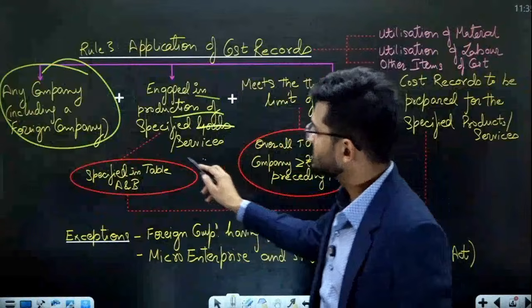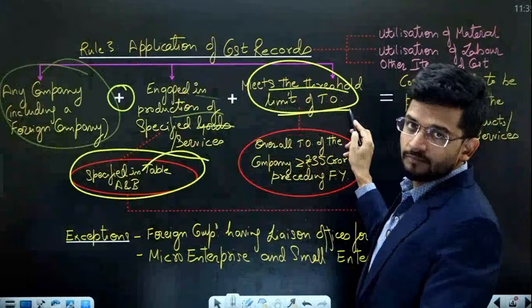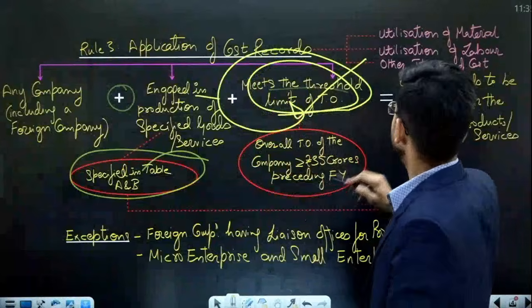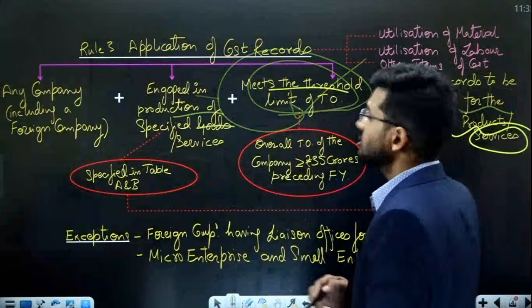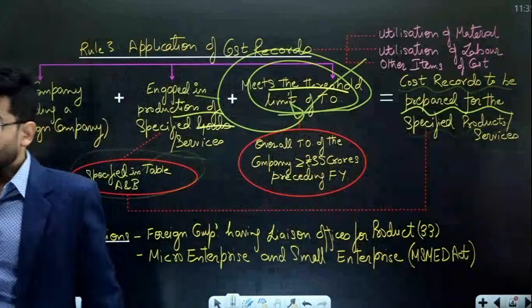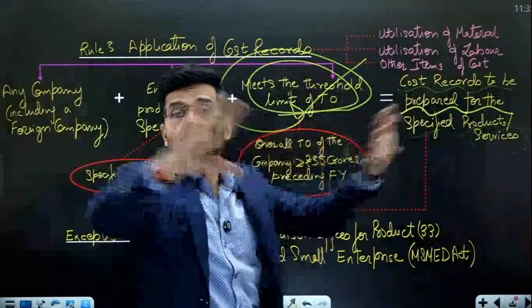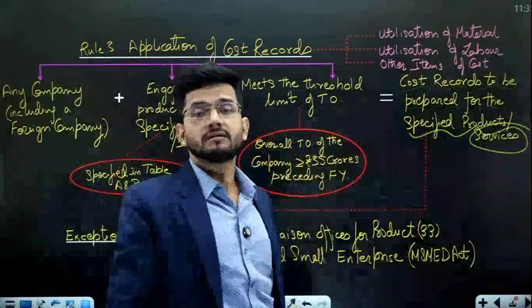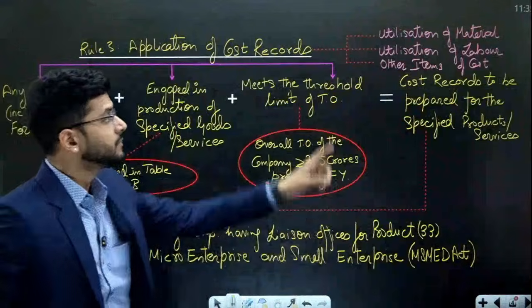Engaged in production of specified goods and services, which means specified under table A and B. Plus, the threshold limit of turnover should also be met. Equals cost records required to be prepared for the specified product or services only. Not all the goods, not all the services, but only specified goods and services.